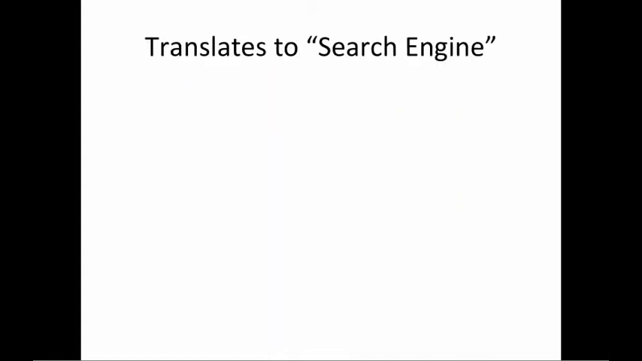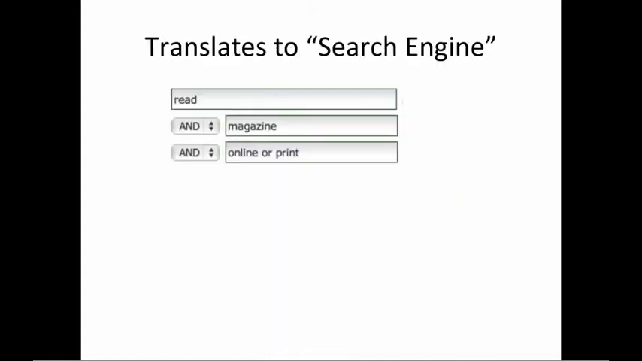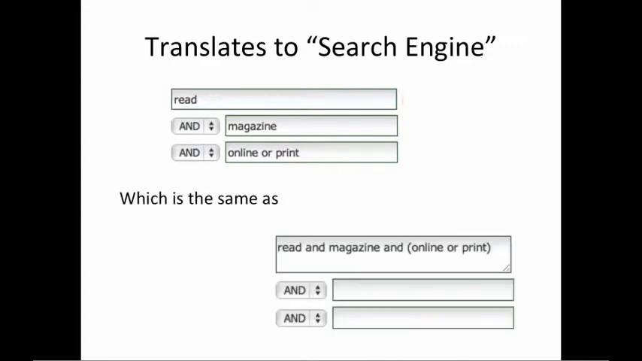And then to translate this to search engine language, it would look like this in the search box in Communication and Mass Media Complete. That's the same as writing it all out in one line with parentheses around the things that you're ORing together. And I'm hoping your math people will figure that out. You can do it either way, it's exactly the same results.